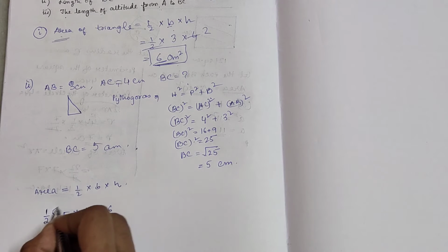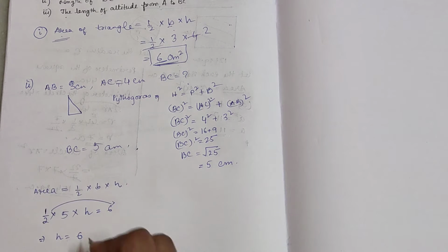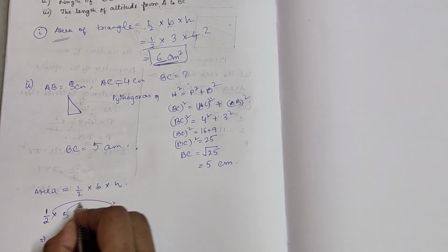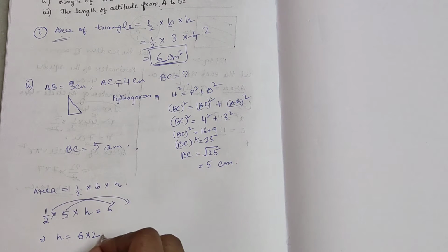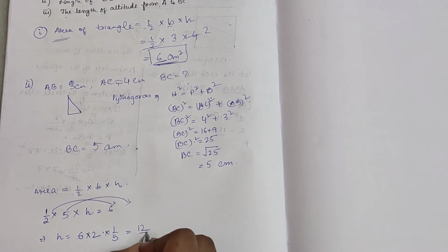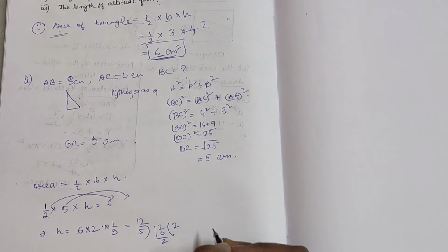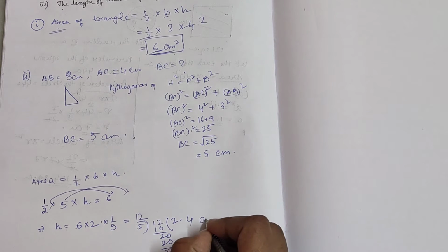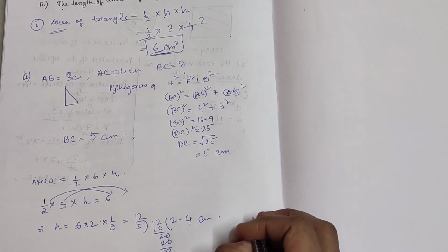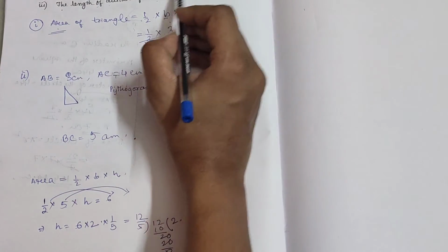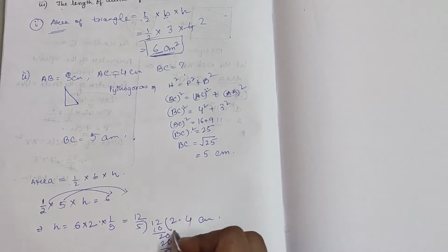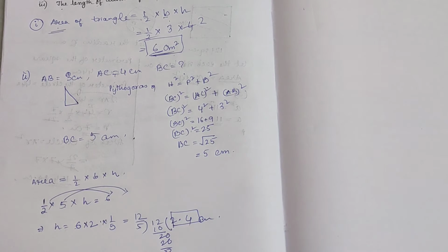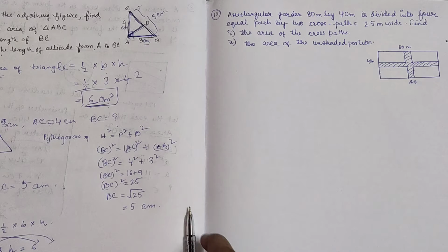This half is changing from left to right and will become 2, and this 5 is going on this side, so it will become 1 by 5. So 6 2s are 12 by 5. Let's do division. 5 2s are 10, 2 point and then put a 0, 5 4s are 20. So 2.4 centimeter. So the length of altitude from A to BC is 2.4 centimeter. Number 3 also answer we have got.